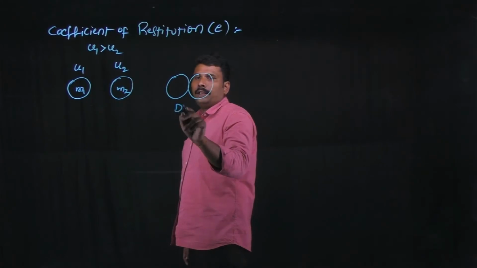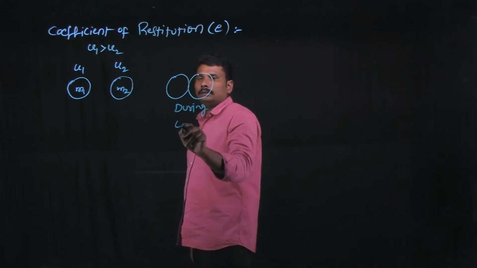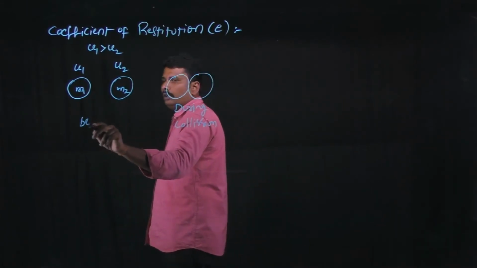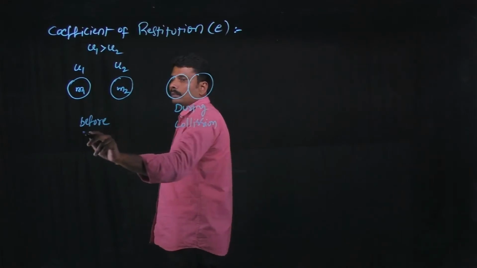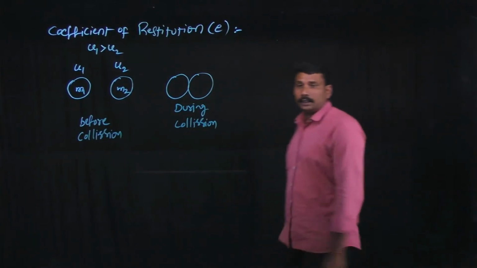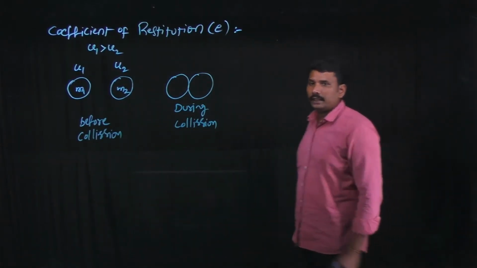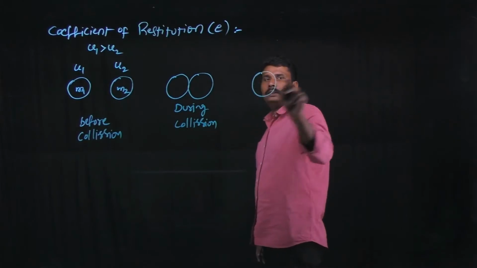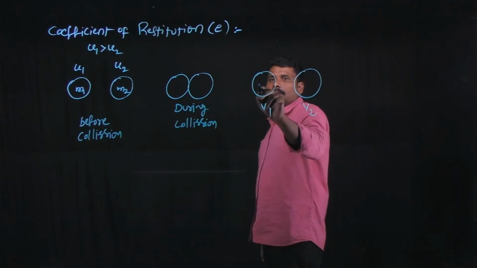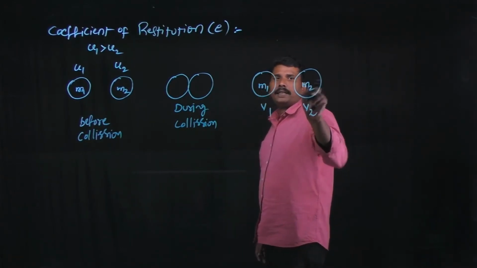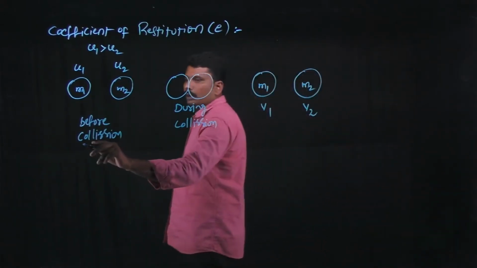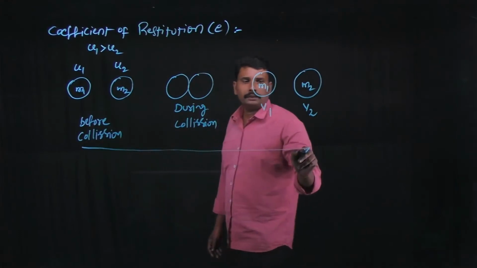This is during collision, and this is before collision. Now, after collision, these two objects are moving with velocities v1 and v2. Due to the collision, the masses of the objects do not change. Here, the objects are moving along the same direction like this.